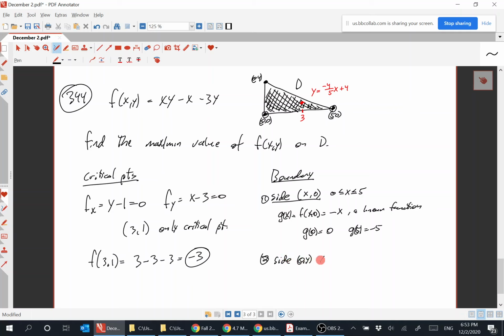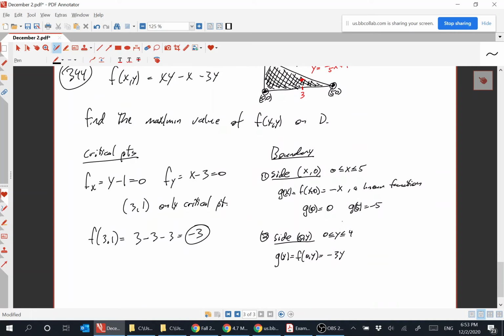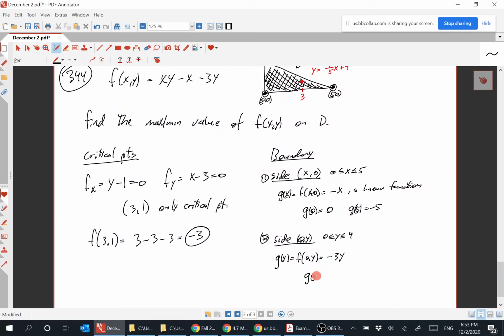0y for y between 0 and 4. So g of y is going to be f of 0, y. It's going to be equal to minus 3y. So just checking at the boundary, g of 0 is minus 3 times 0, which is 0, and then g of 4 is minus 12.